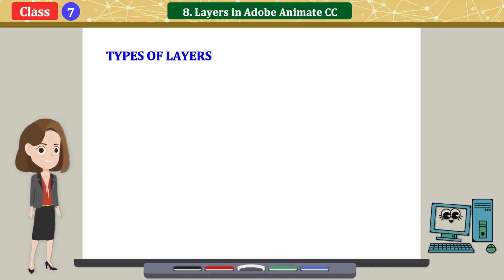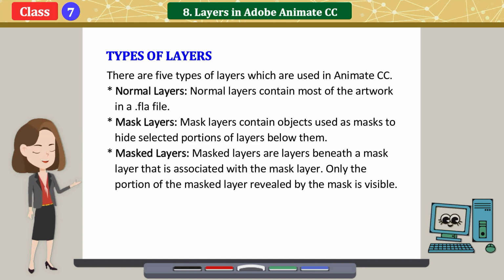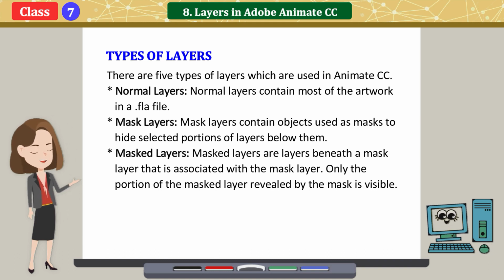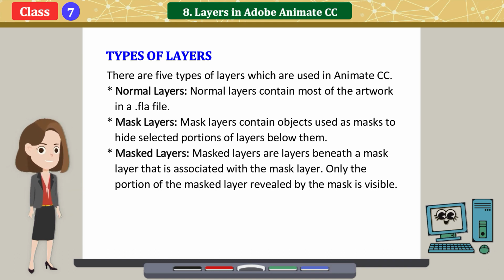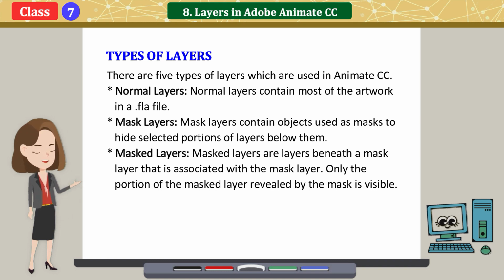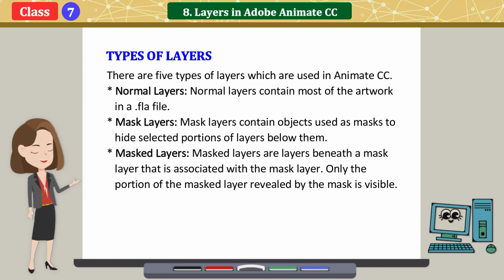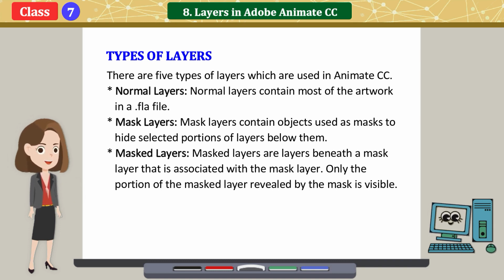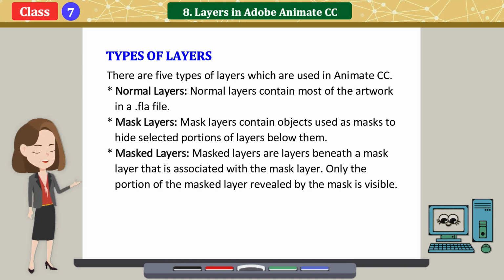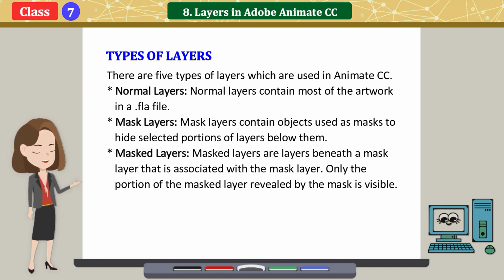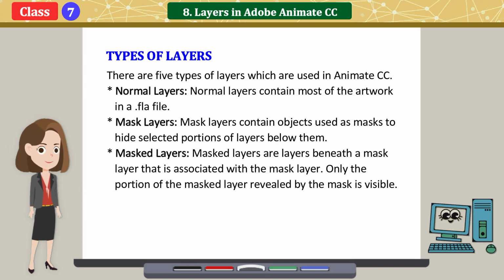Types of layers. There are 5 types of layers which are used in Animate CC. Normal layers. Normal layers contain most of the artwork in a .fla file. Mask layers. Mask layers contain objects used as masks to hide selected portions of layers below them. Masked layers. Masked layers are layers beneath a mask layer that is associated with the mask layer. Only the portion of the masked layer revealed by the mask is visible.